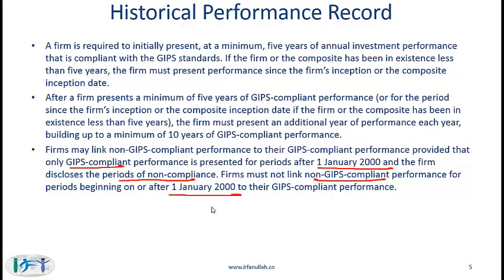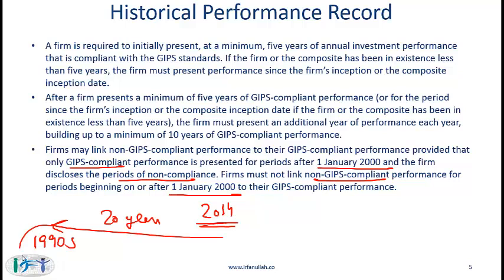This means that, let's say a company is presenting information in 2014 and it wants to present information for the last 20 years. Obviously, it will then have to present some information from the 1990s. The performance numbers from the 1990s can be non-GIPS compliant. But let's say that if the data from 96 to 99 is non-GIPS compliant, then it needs to be clearly disclosed that these performance numbers are not GIPS compliant. Any performance numbers after 1st January 2000 have to be GIPS compliant.